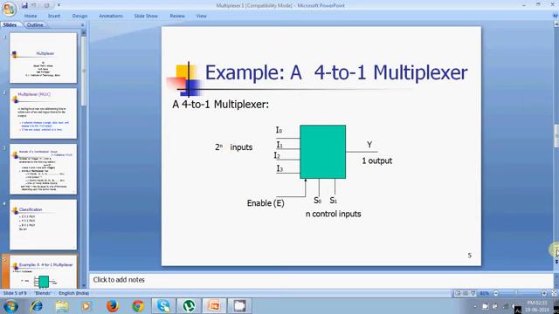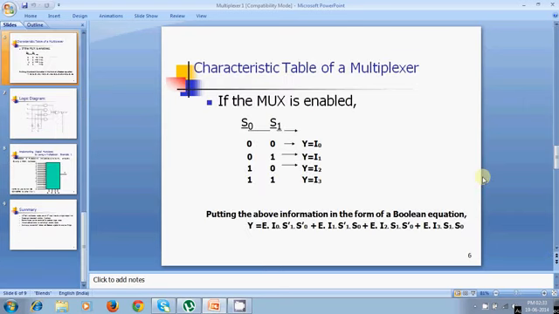Now we will see the characteristic equations for this multiplexer. This is the characteristic table for the multiplexer. As we have 2 control lines, there will be 4 possible combinations from 0,0 to 1,1. When we provide 0,0, then the selector will select the first input as the output. When we provide 1,1, then the selector will select the last input, that is I3, as the output.